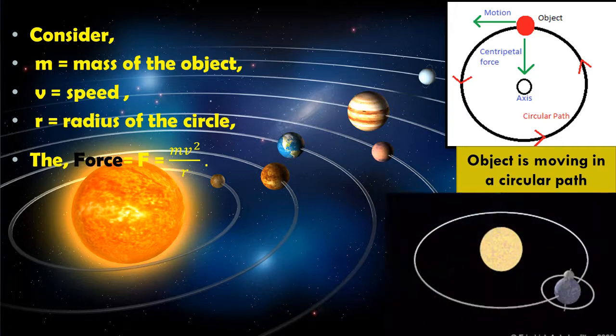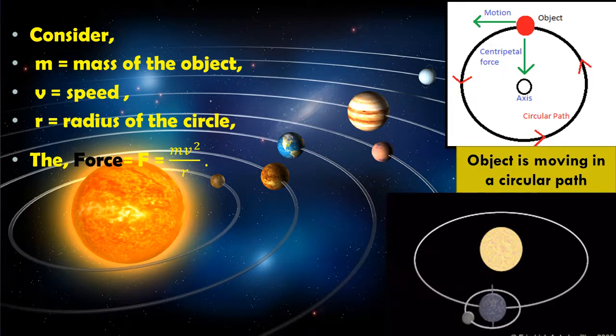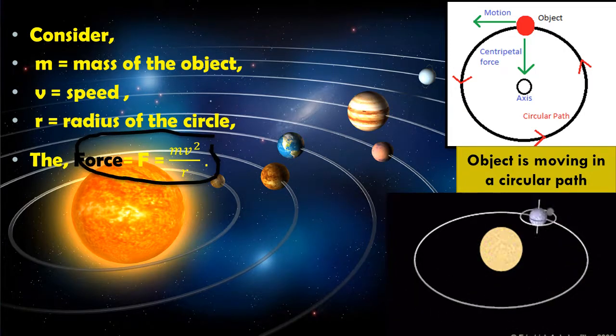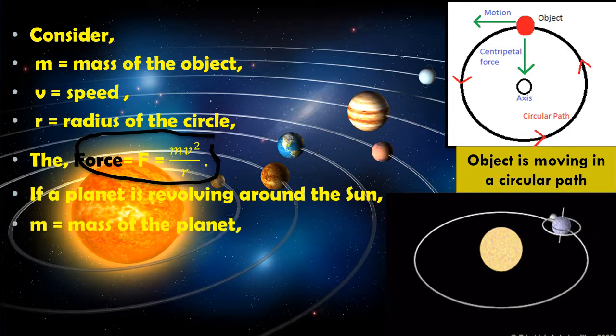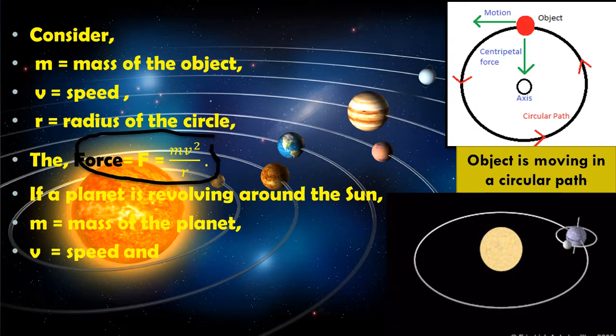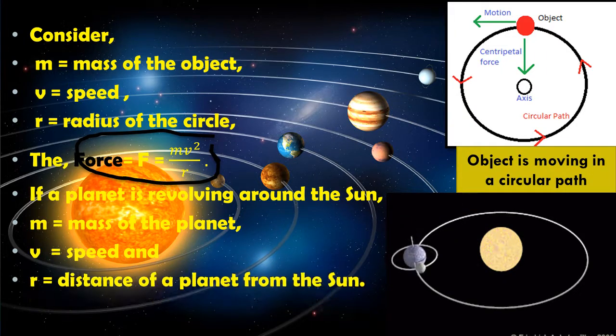Now, if a planet is revolving around the sun in a circular orbit in uniform circular motion, which means its speed is fixed and constant along a circular path, then the centripetal force acting on the planet towards the sun must be F = mv²/r, where m is the mass of the planet, v is the speed of the planet, and r is the distance of the planet from the sun. I hope you have understood these terms.